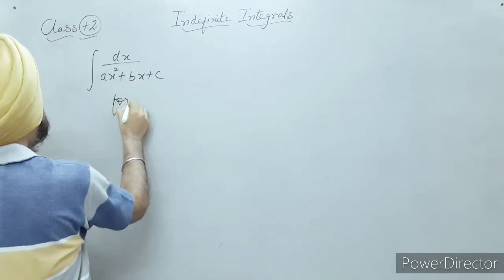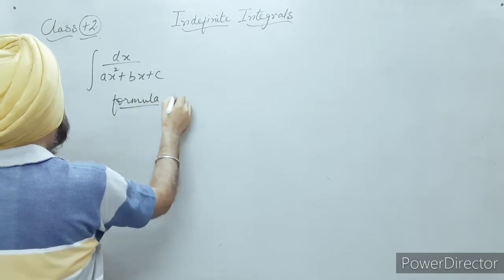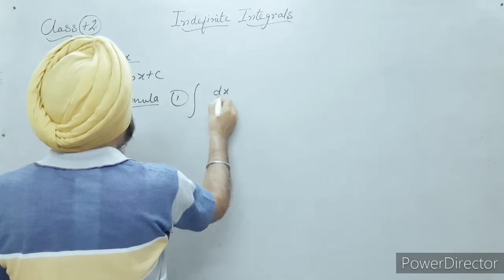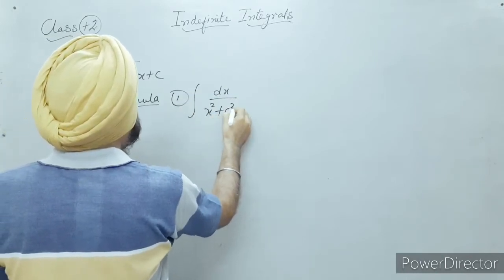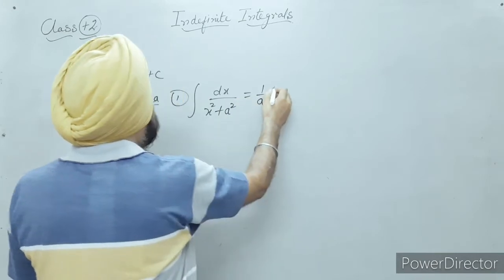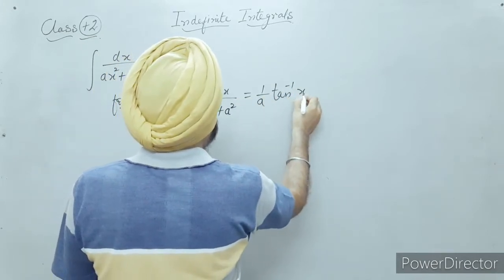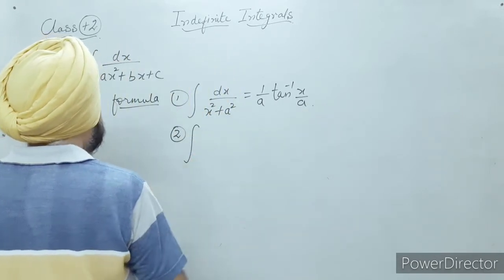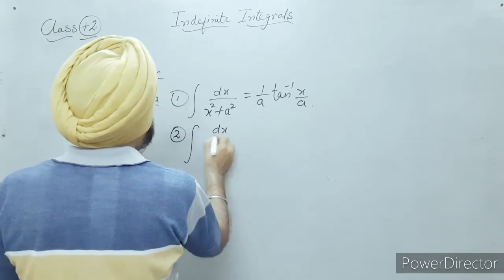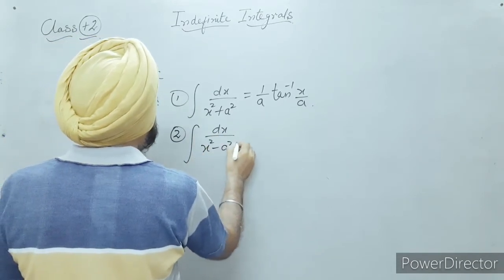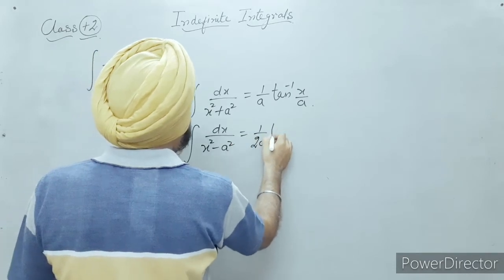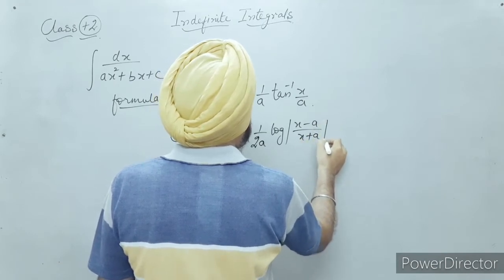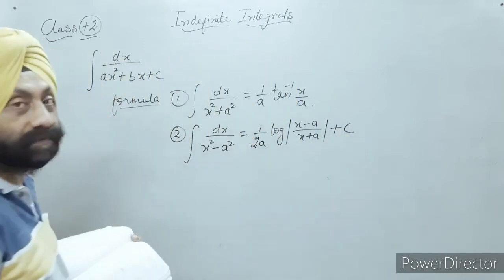Formula number 1. It is integration of dx upon x square plus a square. This is 1 over a tan inverse x upon a. This is the first formula. The second formula we will use is dx upon x square minus a square. This is 1 over 2a log of x minus a upon x plus a plus c. This is the second formula we will use.